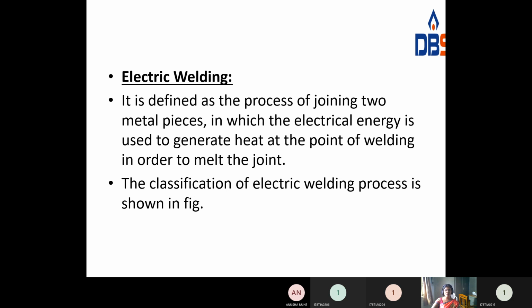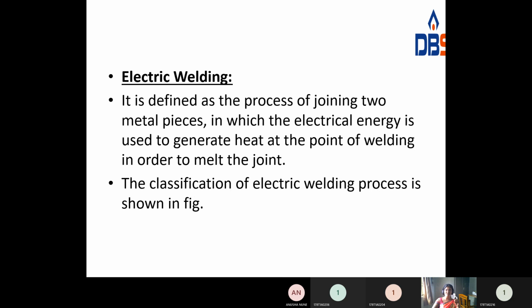What is the process of electric welding? First, let us see the definition. It is defined as the process of joining two metal pieces in which electrical energy is used to generate heat at the point of welding in order to melt the joint. By passing electrical current through the two metals, they are heated up to the melting point. At that time you join those two metals. That process is called electric welding.